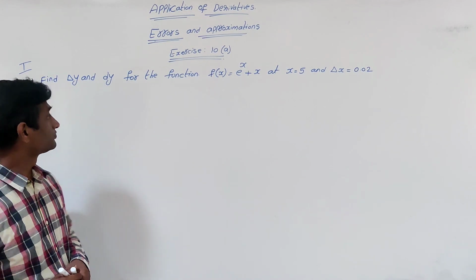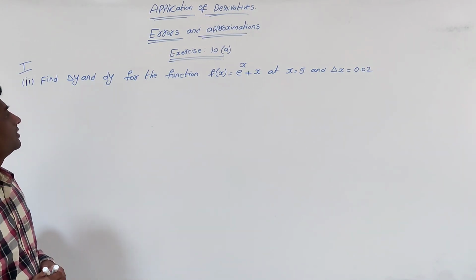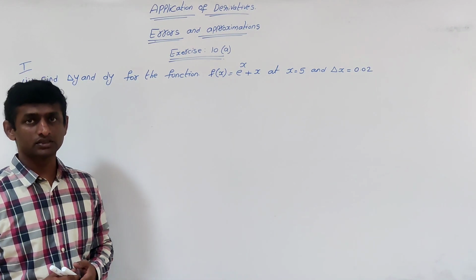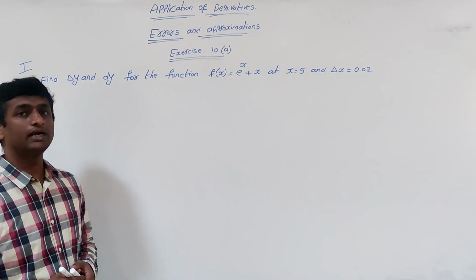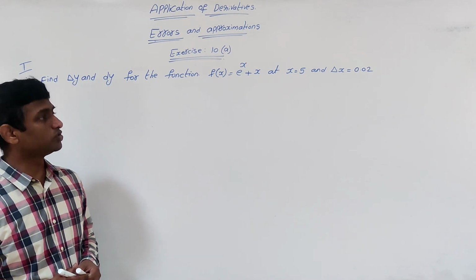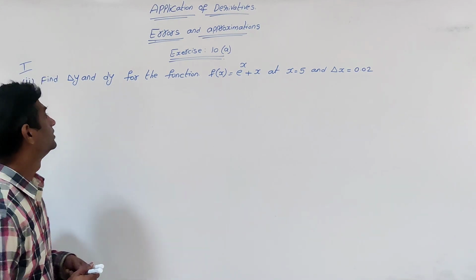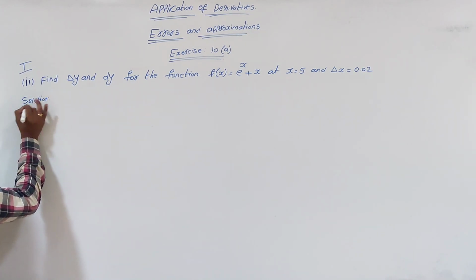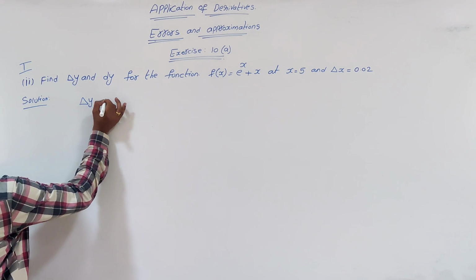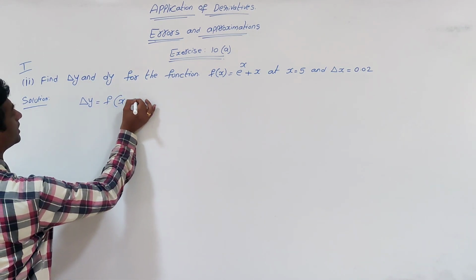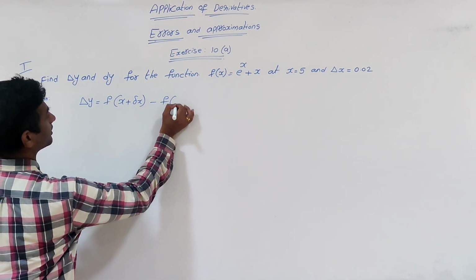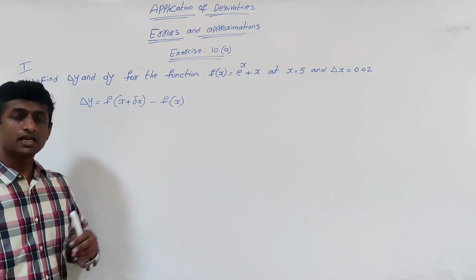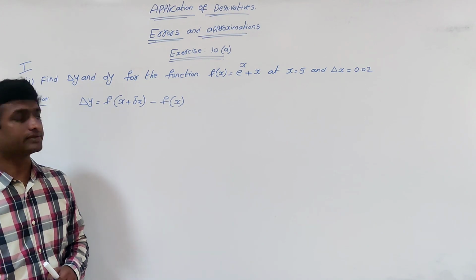The question is, find delta y and dy for the function f of x is equal to e to the power of x plus x at x is equal to 5 and delta x is equal to 0.02. We will apply the same formula. Delta y is equal to f of x plus delta x minus f of x. That gives the change in y, or we can say error in y or absolute change in y.